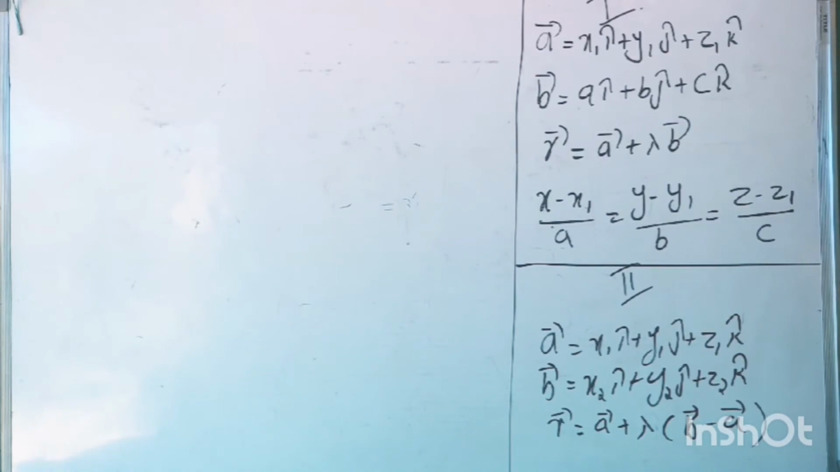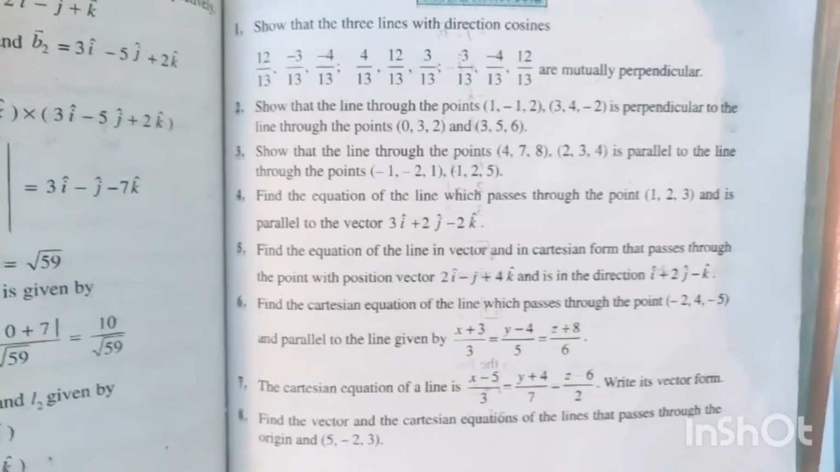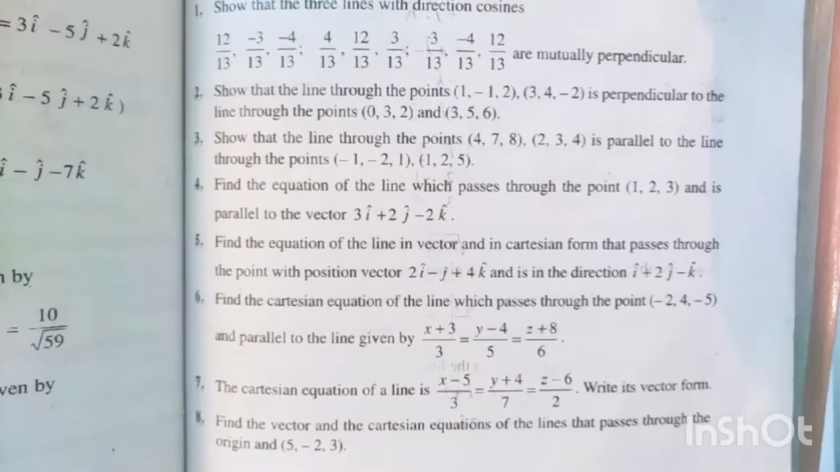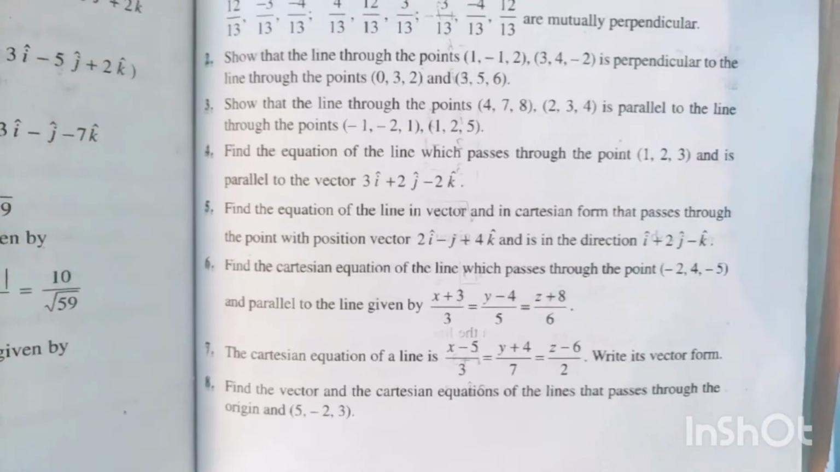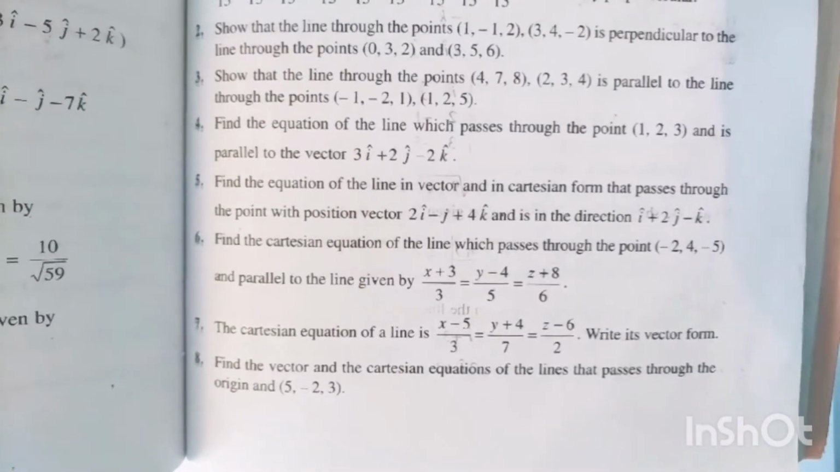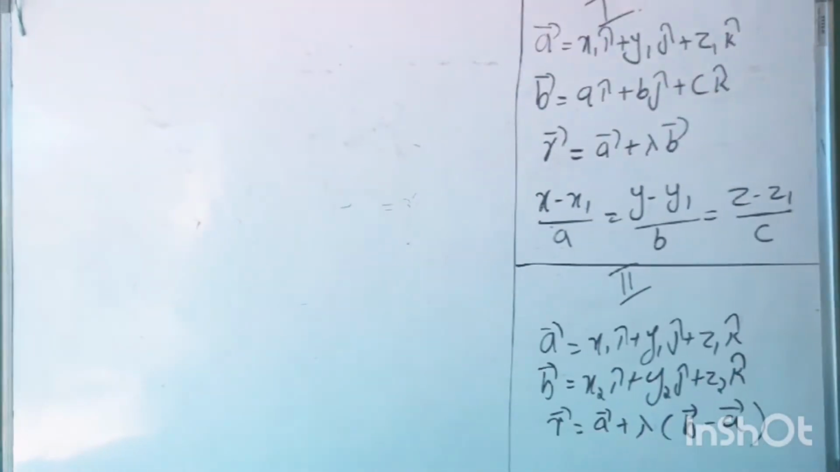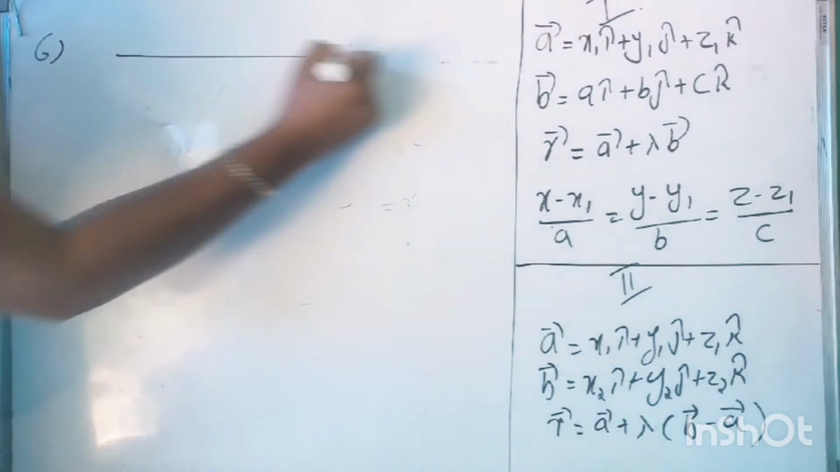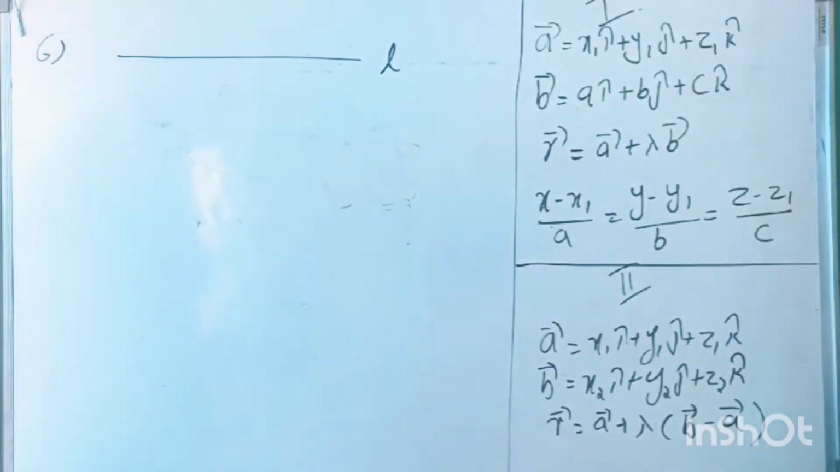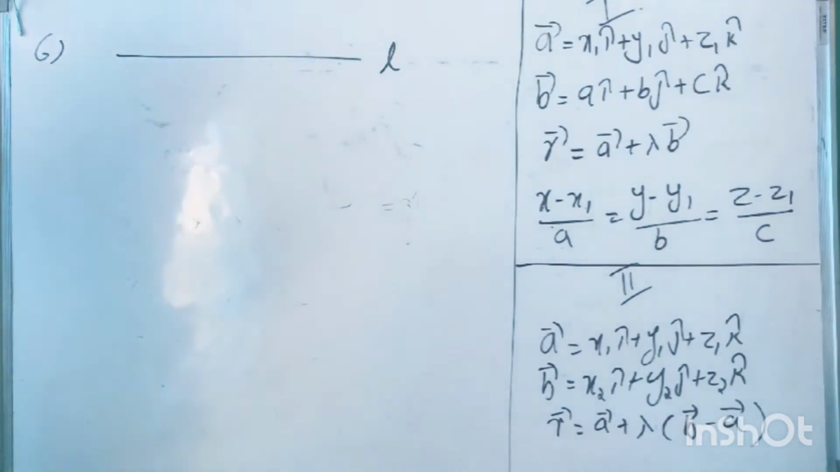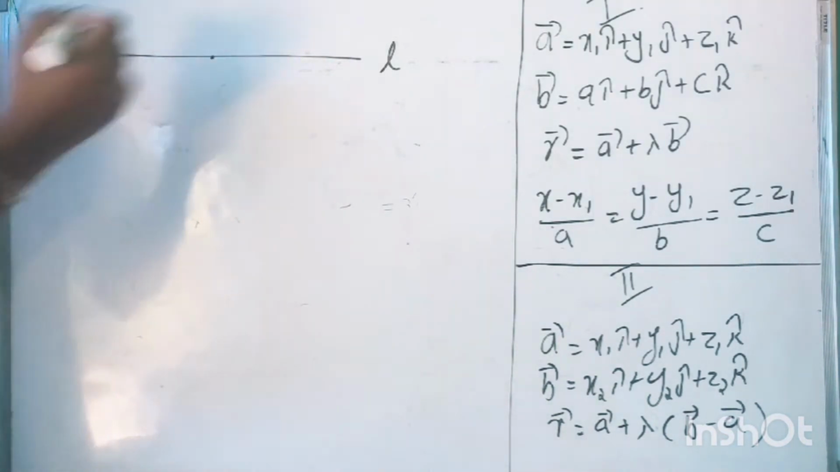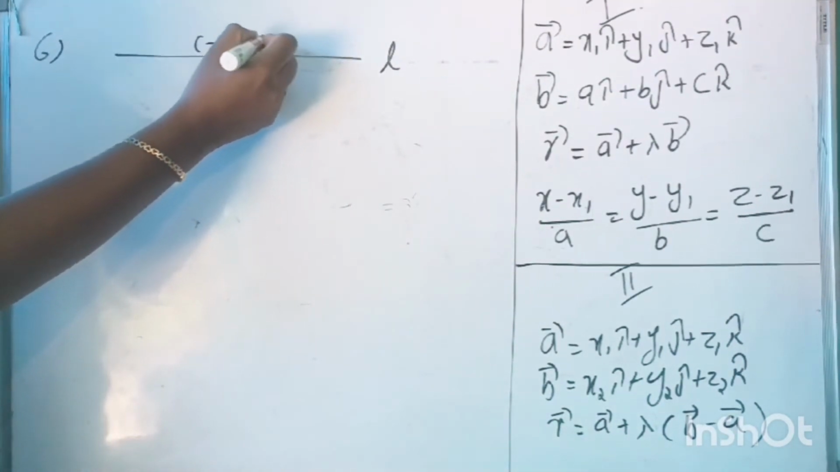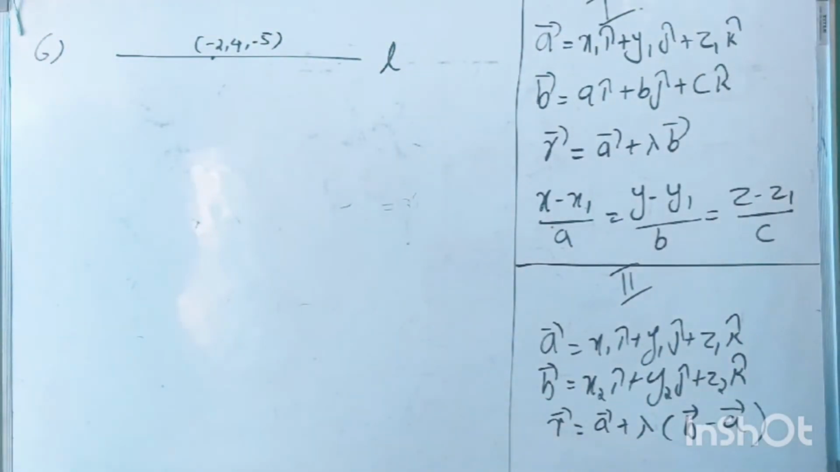Now we are going to do the sixth question. Find the Cartesian equation of the line which passes through the point, ordered triplet, minus 2, 4, minus 5 and parallel to the line given by x plus 3 by 3 is equal to y minus 4 by 5 is equal to z plus 8 divided by 6. So we need to find out the equation of the line. If this is our line L, the point on the line is given, that is minus 2, 4, minus 5.